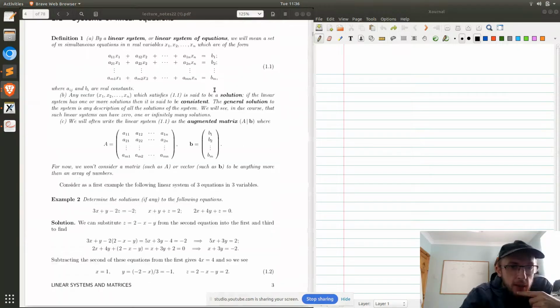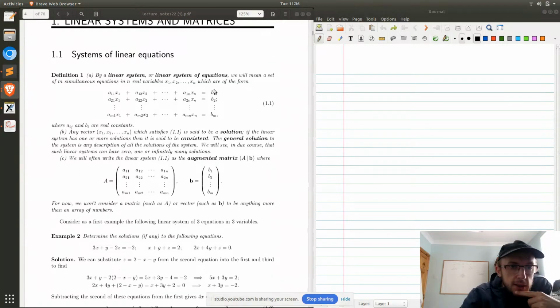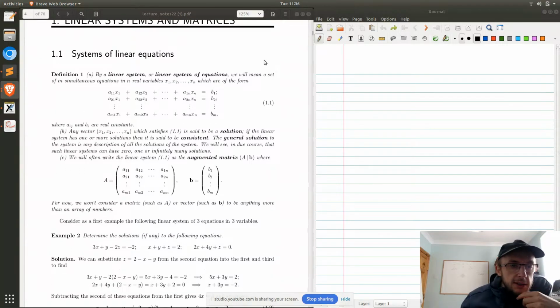All right, so linear systems and matrices. Systems of linear equations. Definition 1. By a linear system or linear system of equations, we will mean a set of m simultaneous equations in n real variables, x1 to xn, which are of this form.